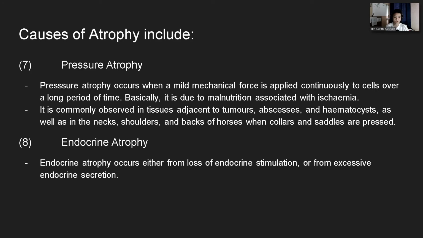Seventh is pressure atrophy. Pressure atrophy occurs when a mild mechanical force is applied continuously to cells over a long period of time. Basically, it is due to malnutrition associated with ischemia. It is commonly observed in tissues adjacent to tumors, abscesses and hematomas, as well as in the neck, shoulders, and backs of horses when collars and saddles are pressed.